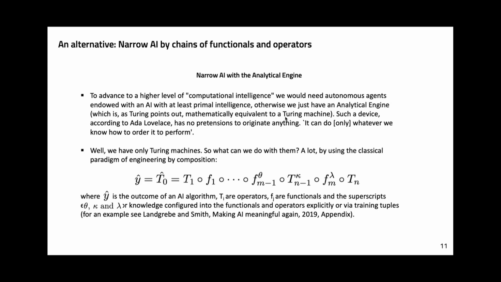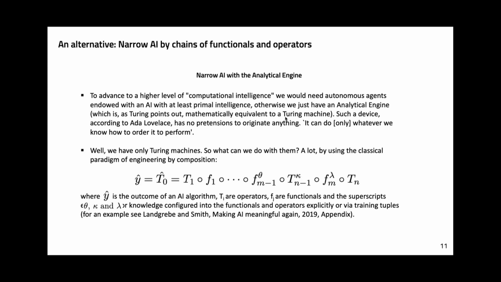Charles Babbage was the one who built the first computer in the 19th century, around 1850, and it could already do computations. And Ada Lovelace said that an analytical engine has no pretensions to originate anything. It can only do whatever we know how to order it to perform. And is that also true for the Turing machine? Alan Turing says that, of course, an analytical engine is a Turing machine.